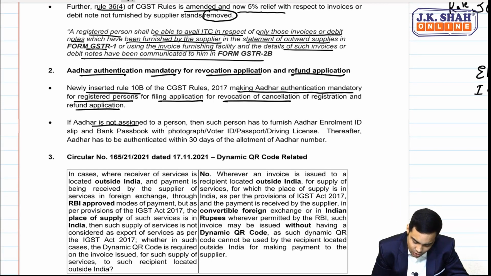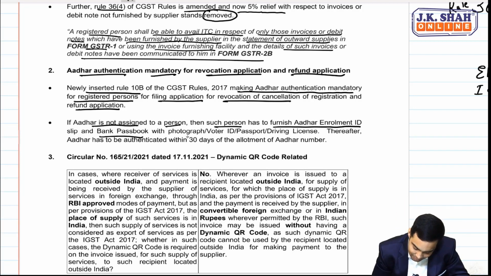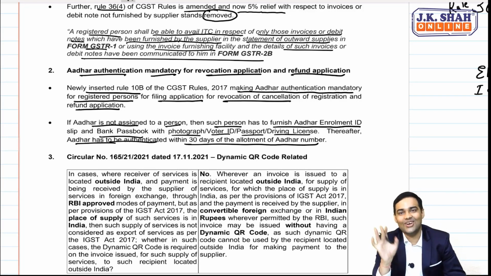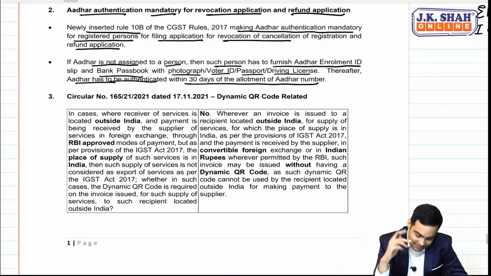If Aadhaar is not assigned to a person, such person has to furnish the Aadhaar enrollment ID. You have to furnish the Aadhaar enrollment ID and a bank passbook with photograph, or voter ID, passport, driving license. Thereafter, Aadhaar has to be authenticated within 30 days of allotment of the Aadhaar number. Once you get the Aadhaar number, then within 30 days authenticate Aadhaar. Otherwise, we will not allow you to file a refund application and revocation application.